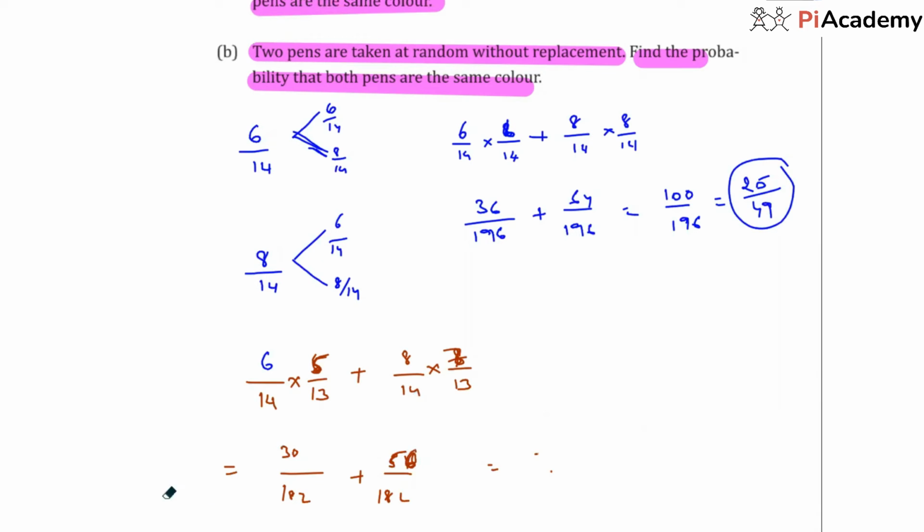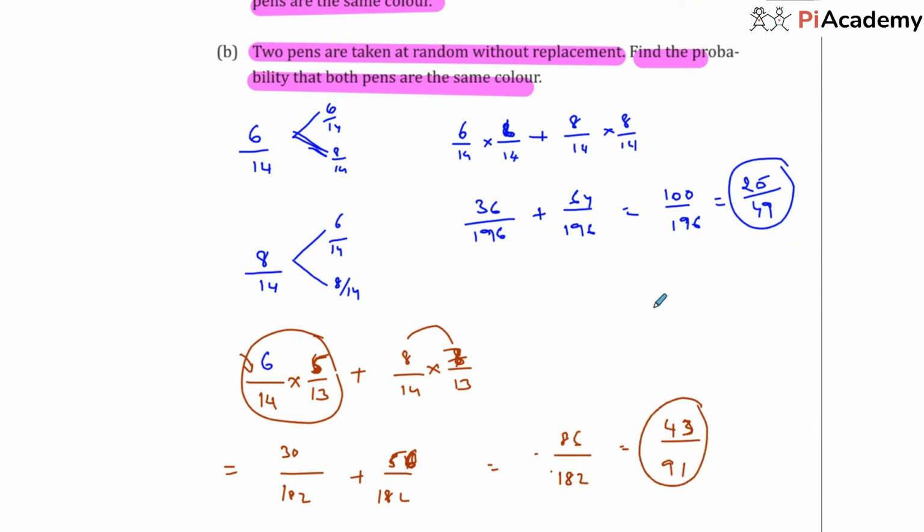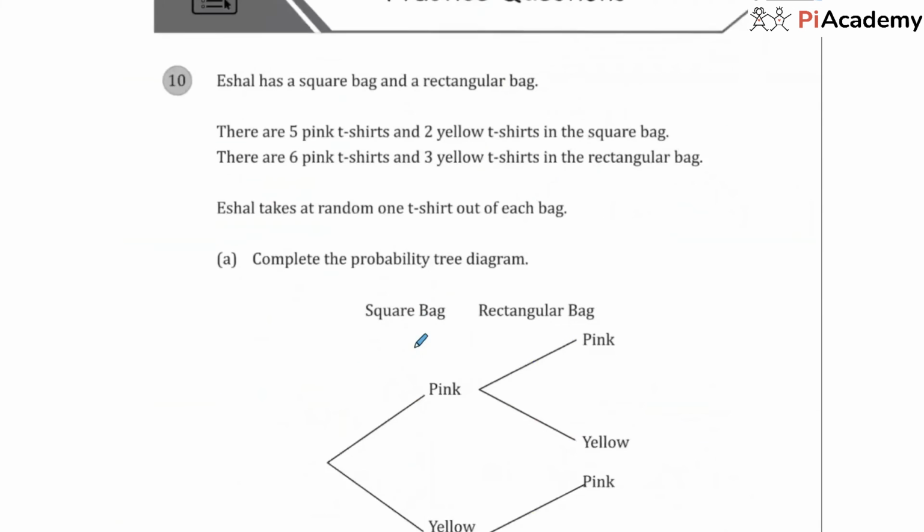Yeah. So you see why it is 6 over 14 times 5 over 13? Did you understand? Because you're not replacing it. So you have taken 1, the first time it is 6 over 14, and the second time you're picking 1 from 13, 5 over 13. And then 8 over 14, and then you're not replacing it, so 7 over 13. So that is 6 times 5, 30 over 182, plus 8 times 7, 56 over 182, so that is 86 over 182, which can be simplified as 43 over 91. Right? Good. Excellent, guys. Wonderful. Let's go to the next question. You can use a tree diagram.